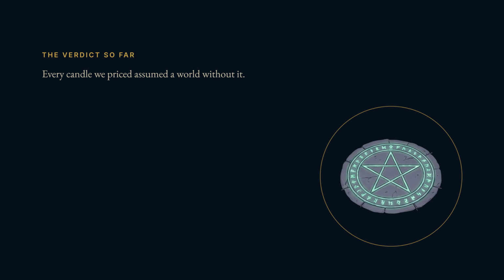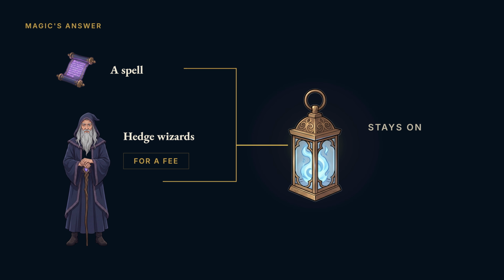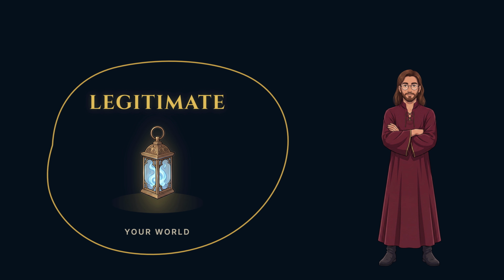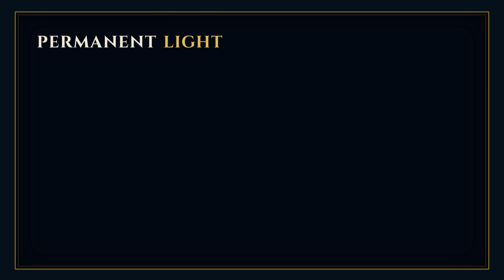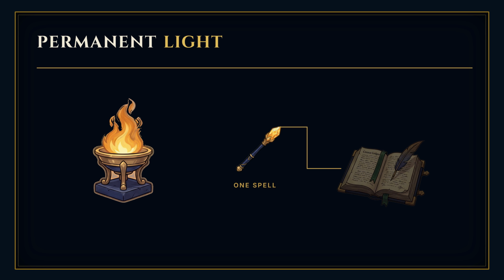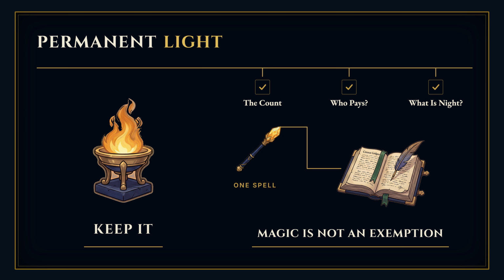So say your world has magic, it has a spell for it, or a guild of hedge wizards who'll come and do it for a fee, and what comes out is a light that stays on forever and never needs trimming. That's a completely legitimate thing to have in a world. I'm not going to tell you to take it out. Permanent light is one of the oldest and best ideas in the genre, and nobody invents a spell for cleaning boots and leaves the whole population sitting in the dark. Keep it, then run the same 3 questions at it anyway, because numbers don't care that the light is magic.